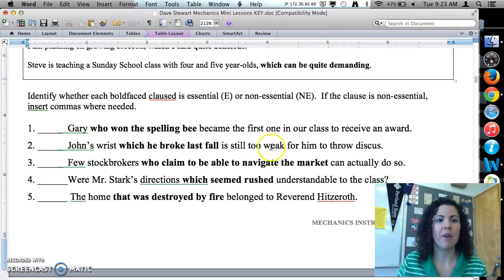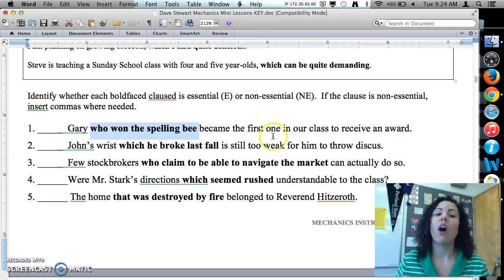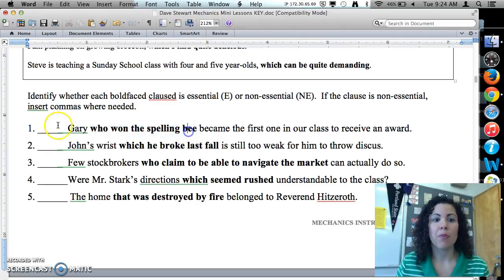So we're supposed to identify whether each boldface clause is essential or non-essential. If the clause is non-essential, insert commas where needed. So Gary, who won the spelling bee, became the first one in our class to receive an award. Okay, we have the word who, which means that it could be restrictive or non, we don't know. So what I do is I like to take this out and see if the sentence makes sense without it. Gary became the first one in our class to receive an award. What award? Why did he receive it? Oh, because he won the spelling bee. So that one would be essential because I need to know the spelling bee in order for the award.